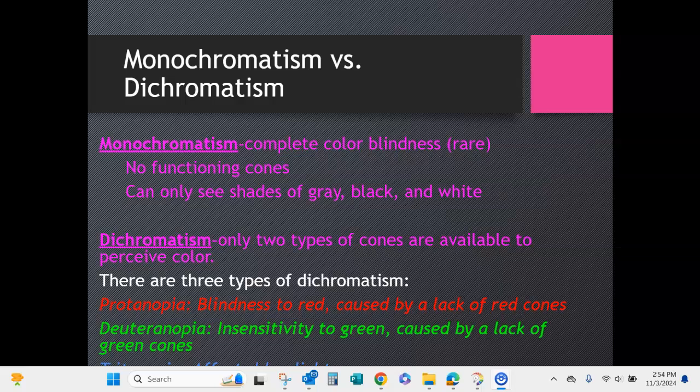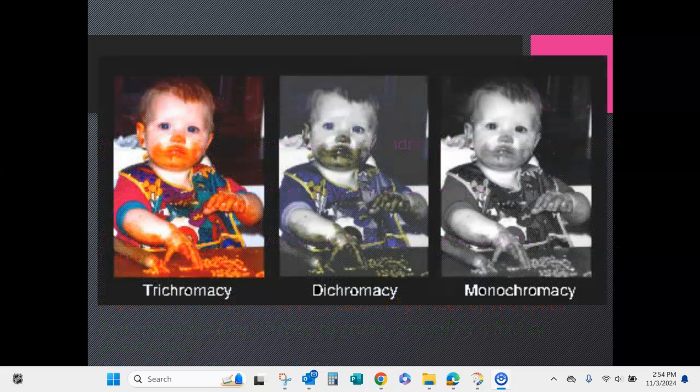You're not required to know all these other types here, but just so you know, they vary based on which cone does work. With protanopia, they have blindness to red caused by a lack of red cones, so they can see some others. With deuteranopia, they're insensitive to green, so they can see other colors. The other type is where they don't have blue cones working, so they lack their blue colors.